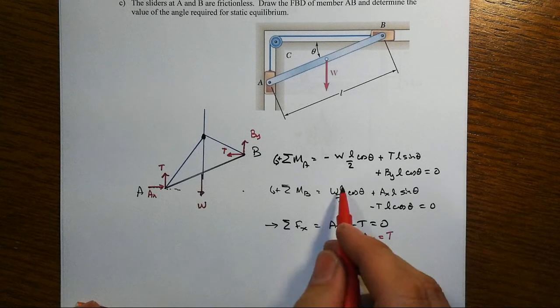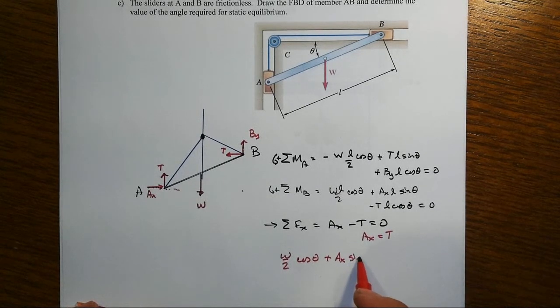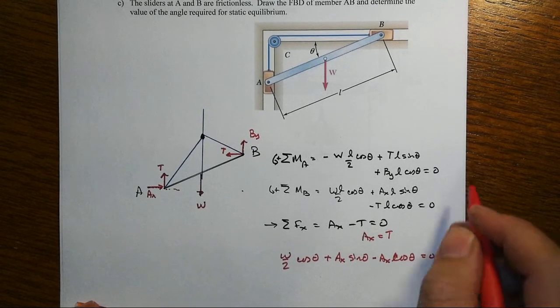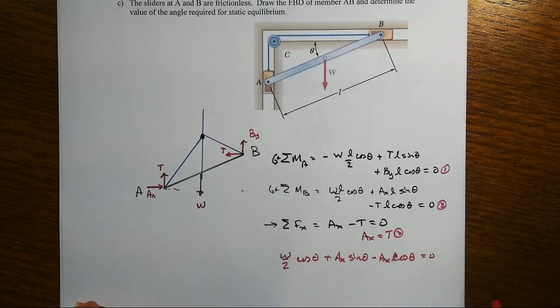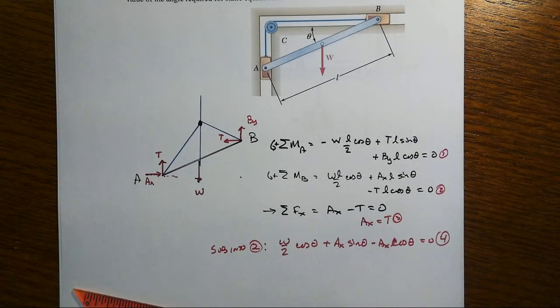If we substitute in here, all the L's are going to cancel out. So we'll have W over 2 cosine theta plus AX sine theta minus AX cosine theta equals 0. Let me be careful here. Here's equation 1, here's equation 2, here's equation 3. I sub into 2, and we get this one. We'll call that equation 4. It looks ugly. I don't particularly like this, but it is what it is.